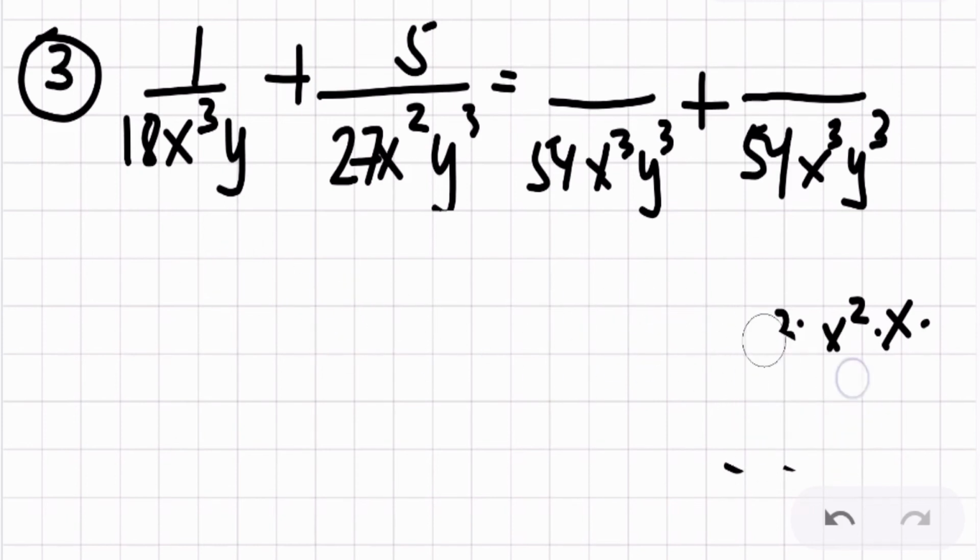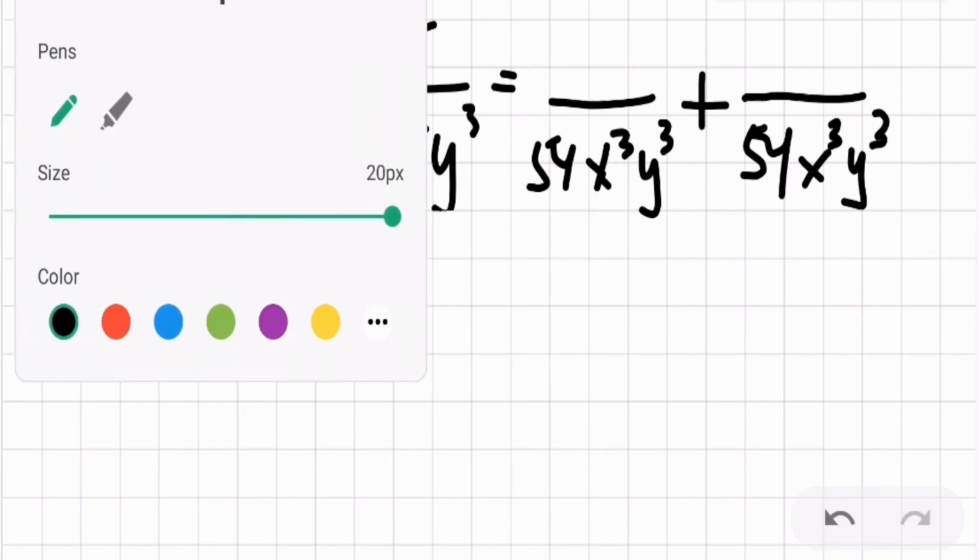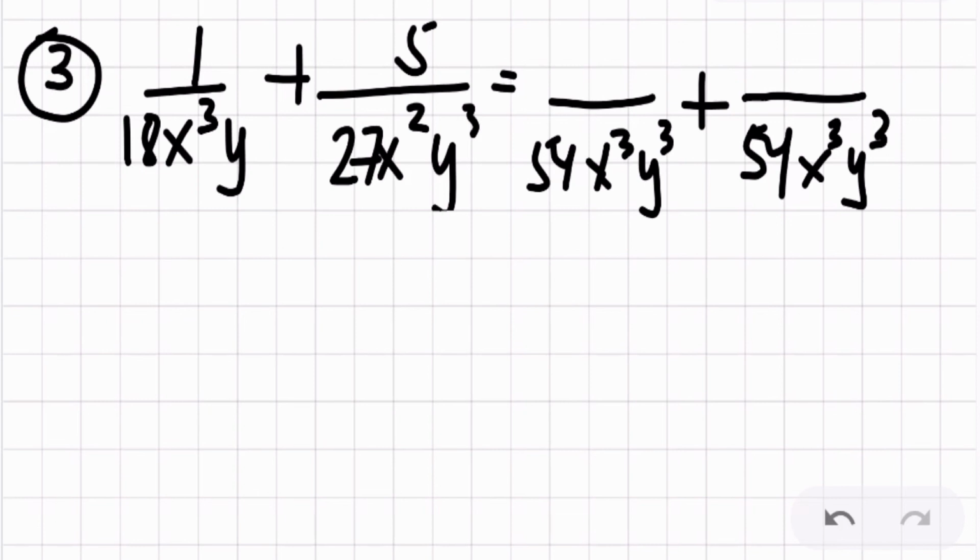So 54 x cubed y cubed divided by 18x cubed y, we will be left with 3. Wait, let me write it here. So we will be left with 3. X cubed will be cancelled out. Then y, we will be left with y squared. So 3y squared times 1 is 3y squared.